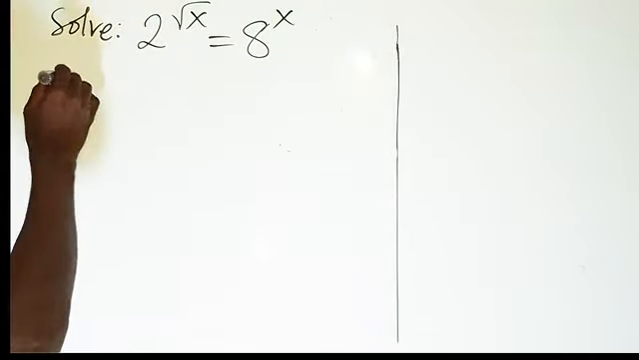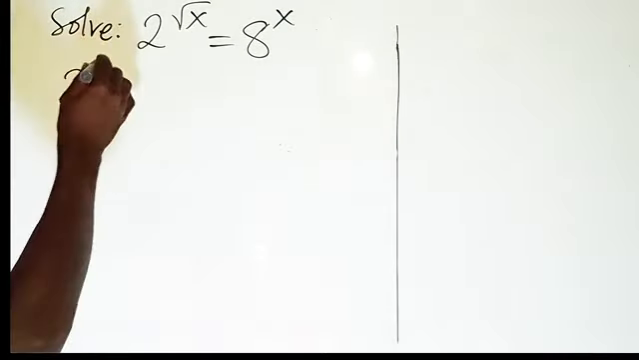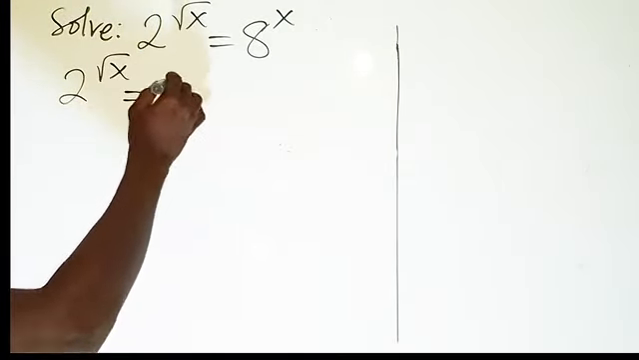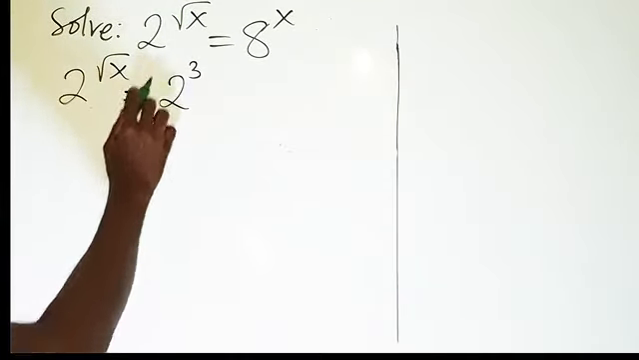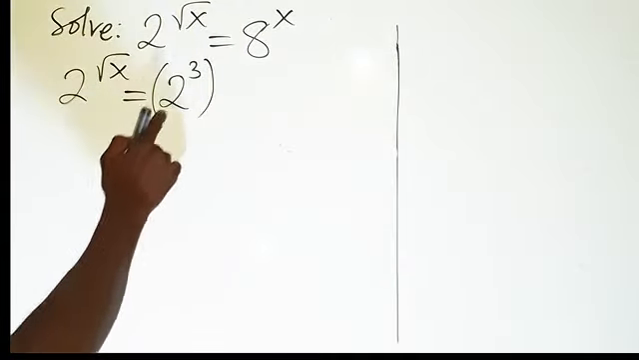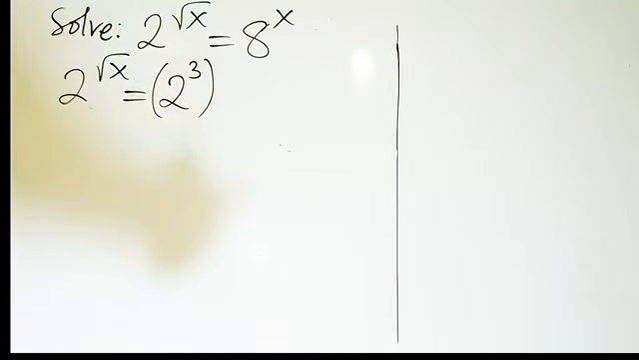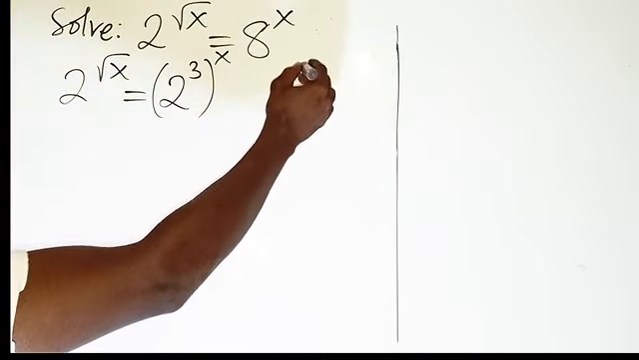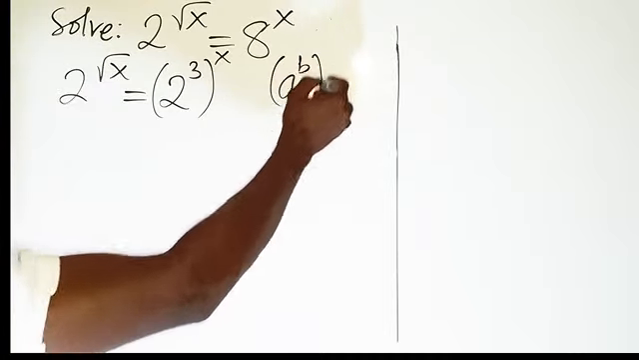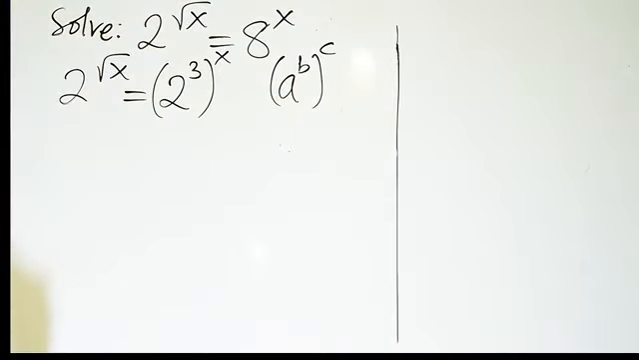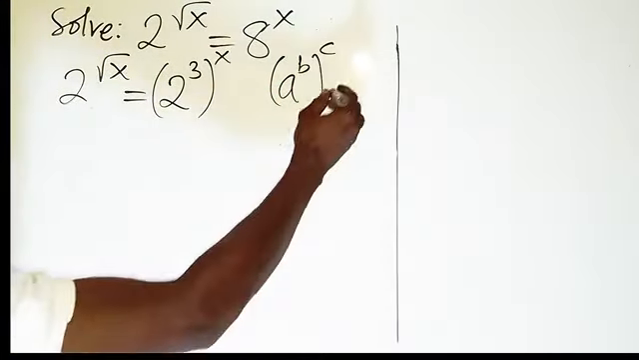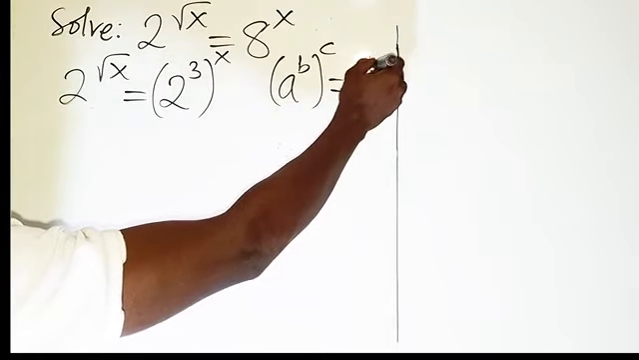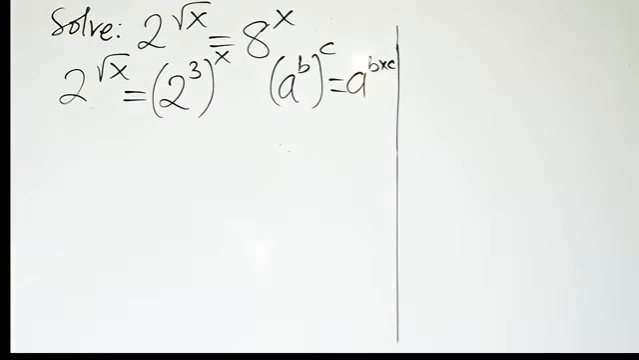You know that we can rewrite this equation as 2 to the power root x equals, and 8 can be written as 2 raised to the power 3, because 2 to the power 3 will actually give us 8. Then we have the power here. And don't forget, when you have a to the power b and then to the power c, the power b multiplies the power c, so we're going to have a to the power b times c. That is, we have bc.